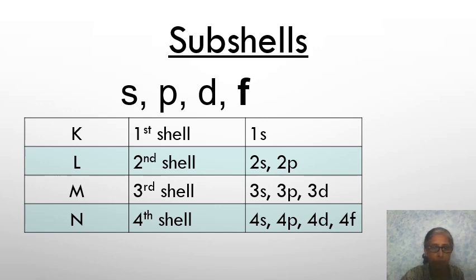It is written as 1s because 1 stands for the shell number. For L you write 2s and 2p, because L has two subshells, s and p. M has 3 subshells, 3s, 3p and 3d. N has 4s, 4p, 4d and 4f. Is it clear?